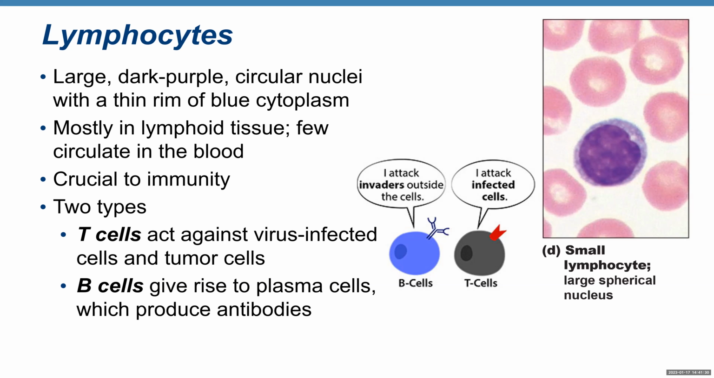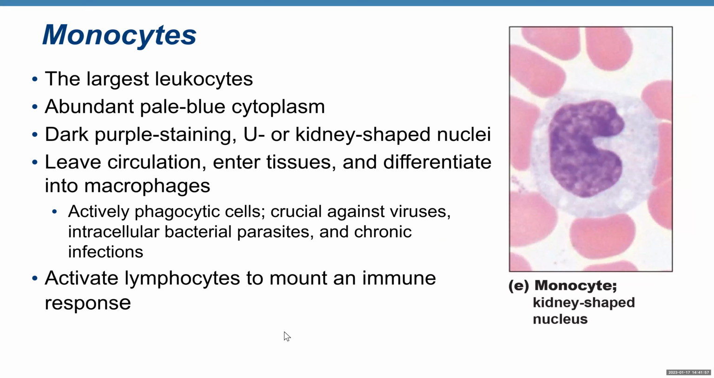Why? Because we have two types of them. T cells act against virus-infected cells and tumor cells, and B cells. B cells can differentiate into plasma cells and produce antibodies, right? So here are our B and T cells, and those are actually lymphocytes. And another agranulocyte is the monocyte. And guess what? It starts with M, and it reminds me of a big monster. This is the biggest white blood cell.